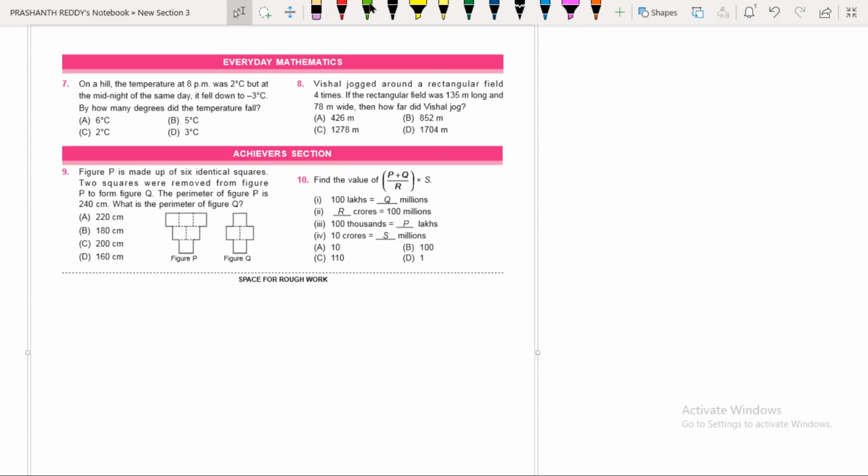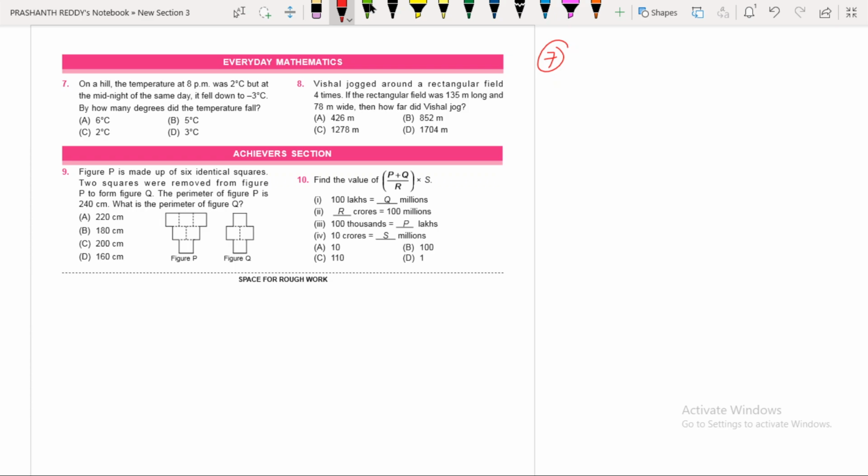Now observe this question, question number 7. The 7th and 8th are both based on everyday mathematics, the third section. Finally, you have the achiever section. Now observe here, everyday mathematics. Based on this, we have the 7th and 8th questions. What is the 7th question, children? Pause the video and read the question yourself.